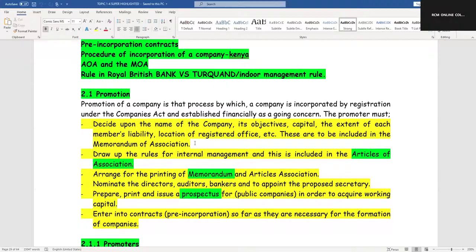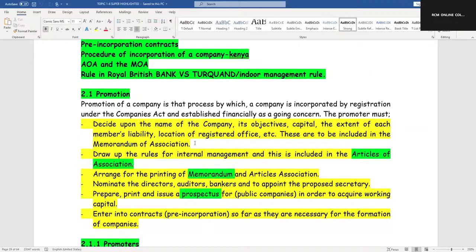So in promotion, incorporation, or formation of companies, just the same term. Ideally, promotion is that process that is undertaken to set up or to form a company as a going concern, to be able to exist for the foreseeable future. Remember, I told you that when you talk about a company, it is a legal person.